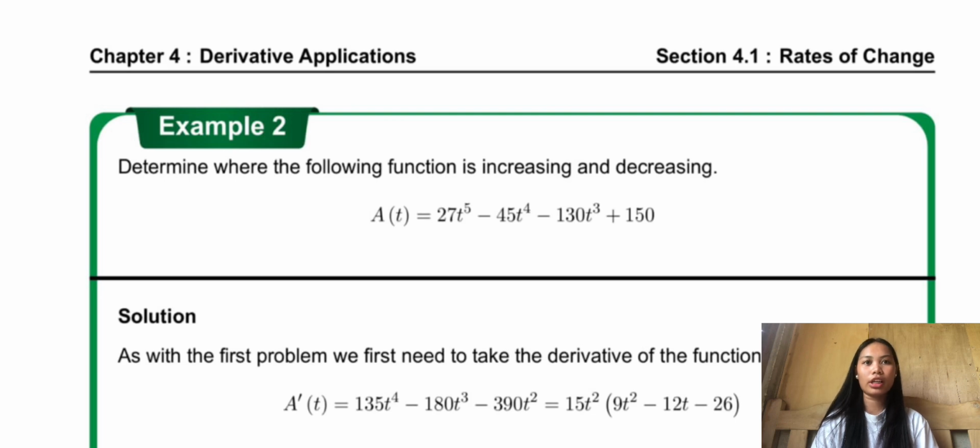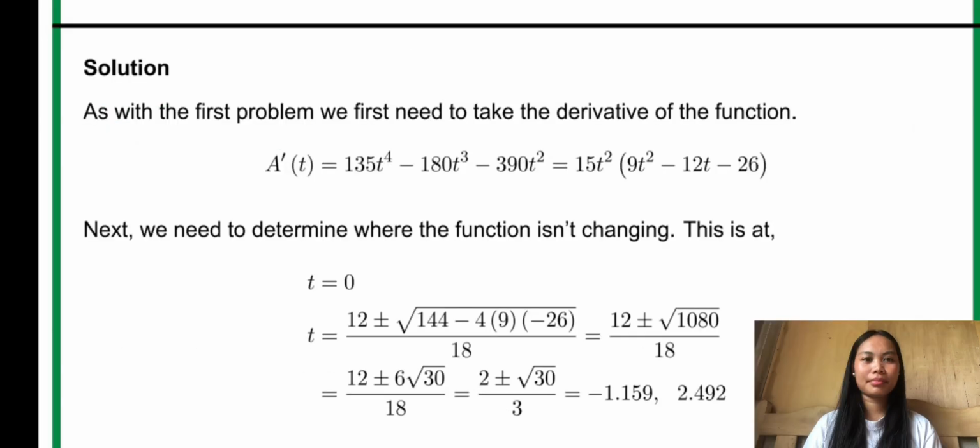For the cubic part, 135t^3 - 180t^2 - 390 = 0, it is simplified and solved for the other critical points. To get the critical points, we use the quadratic formula on the reduced equation, which gives t = -1.159 and t = 2.492. Thus, the function has critical points at t = -1.159, t = 0, and t = 2.492.